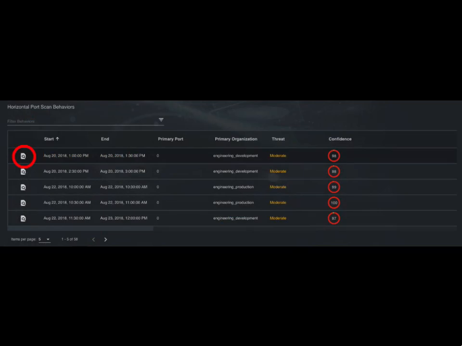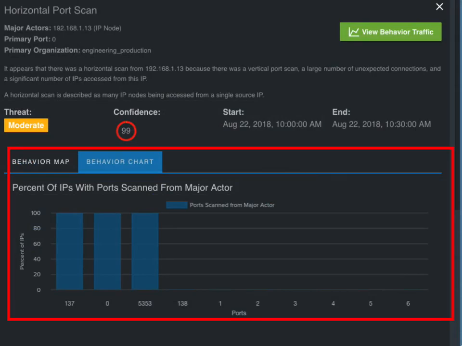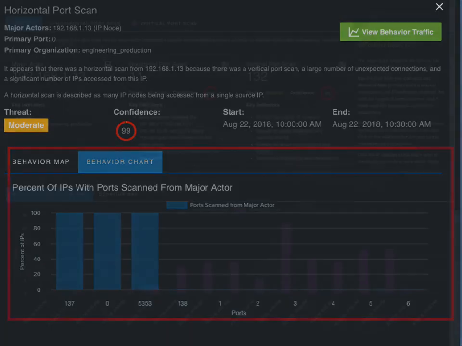At the bottom of this window we will find a table of horizontal port scan behaviors. Click on the first behavior to examine it in a drawer that pulls out from the right-hand side of the window. The horizontal port scan drawer provides detailed information about the selected behavior. In particular, it will provide a distribution of ports scanned by the major actor.